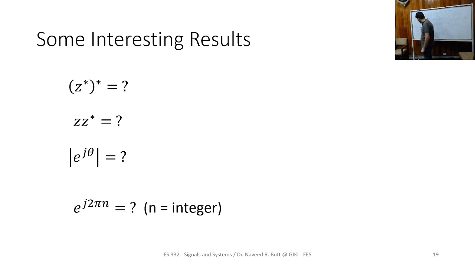Or if you see the square root, that is absolute of z. But you got without the square root. So you get modulus of z square.